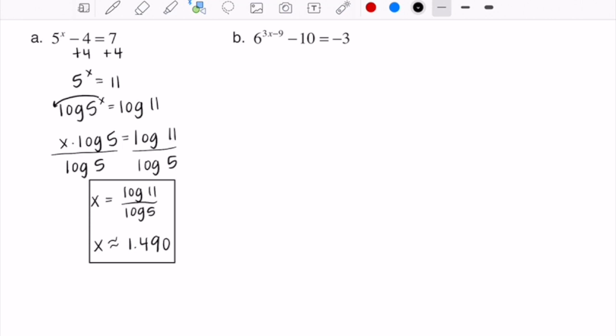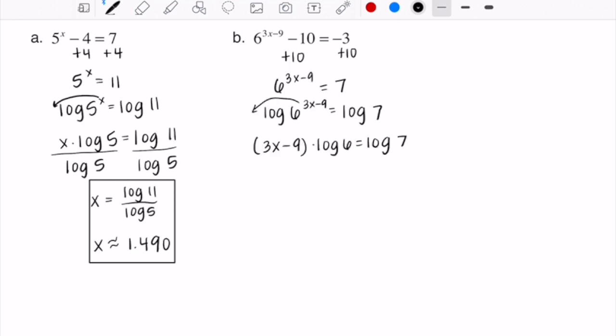The second equation has a few more steps. I'm going to start by adding the 10 to both sides. Once I have the base isolated, I'll take the log of both sides. I'll apply the property of logs that says that the exponent comes out front. Next, I'll divide both sides by log 6. Remember, I'm trying to get the x all by itself.